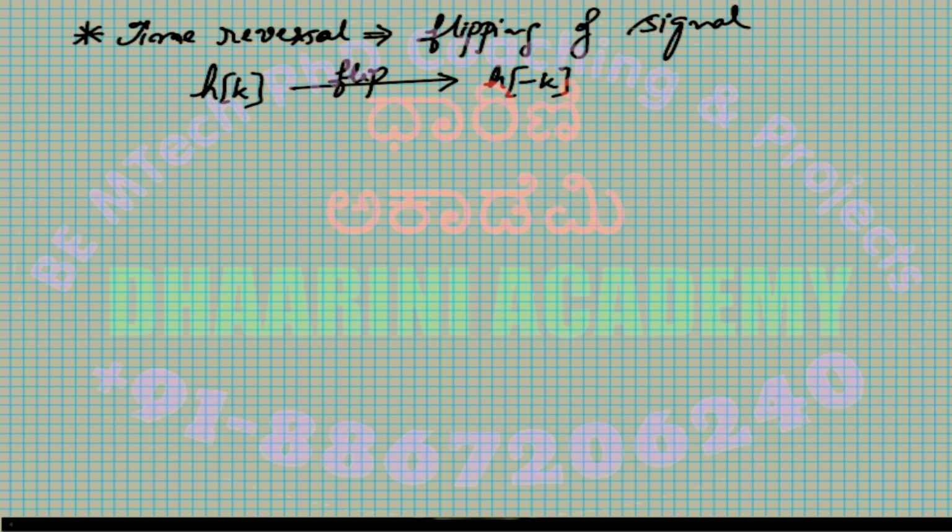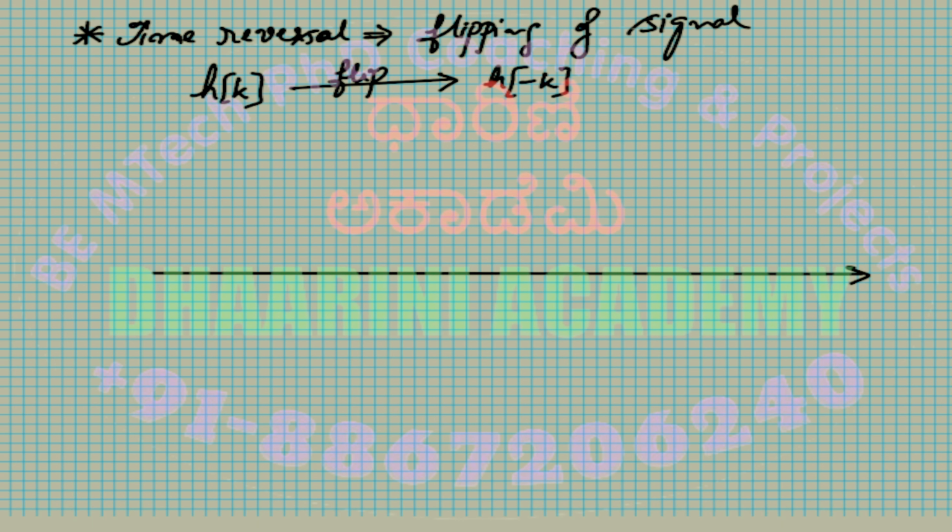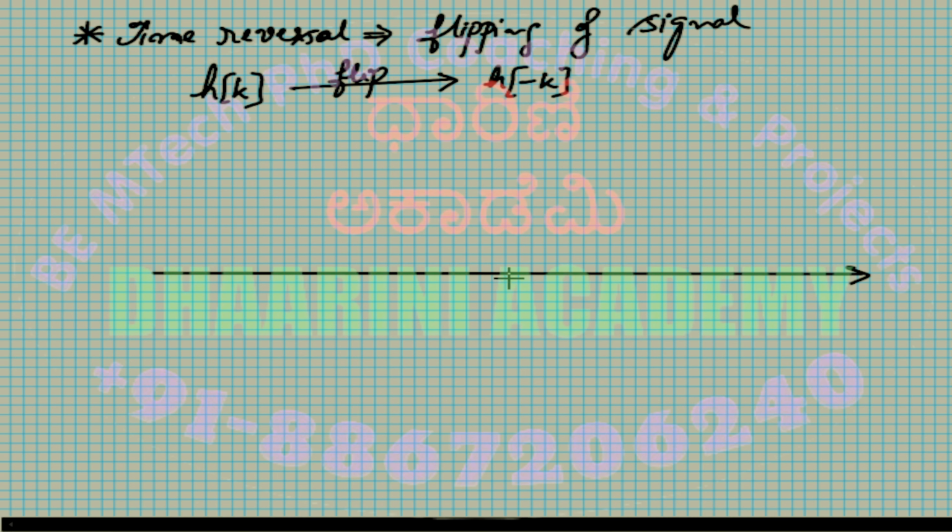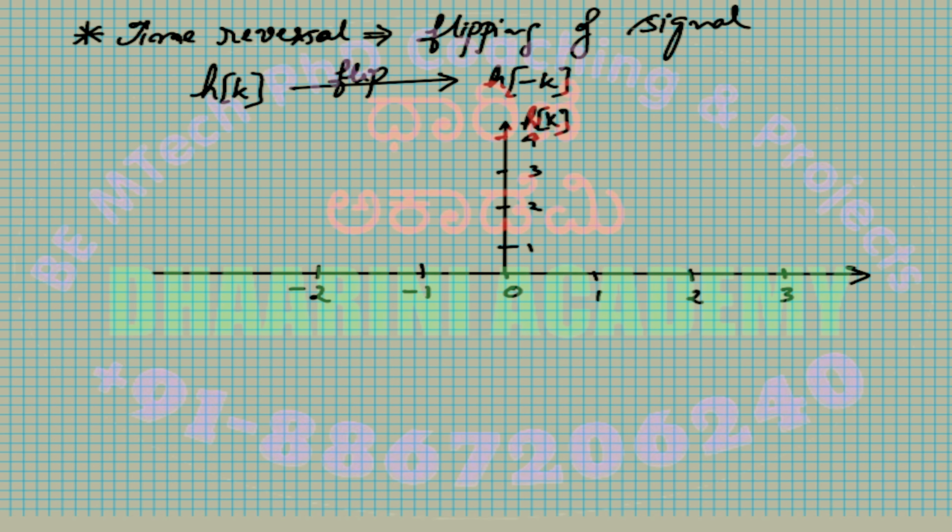So what is the meaning of that? Let's see with the help of an example. Let us consider a discrete signal, and I'm going to call this h of k itself. This is the y-axis. Let me write some points on the horizontal axis: 0, 1, 2, 3, and maybe -1, -2, etc. Let me write the y values as well: 1, 2, 3, 4.